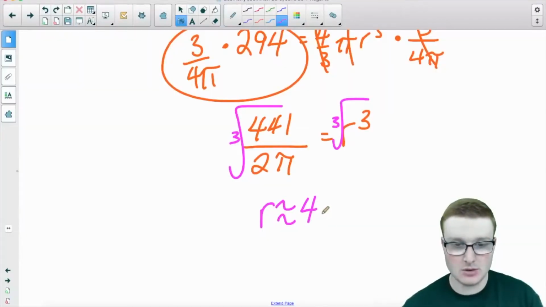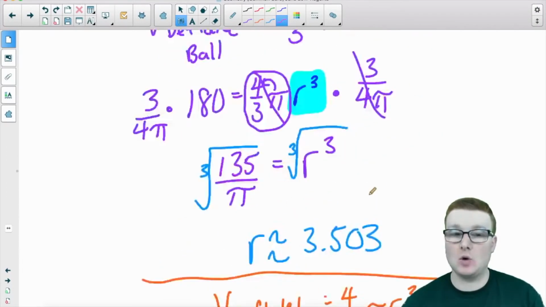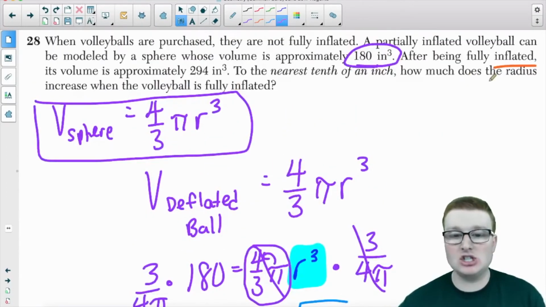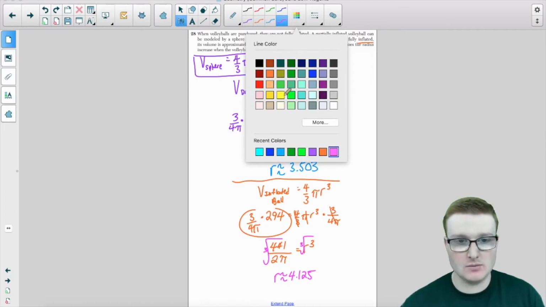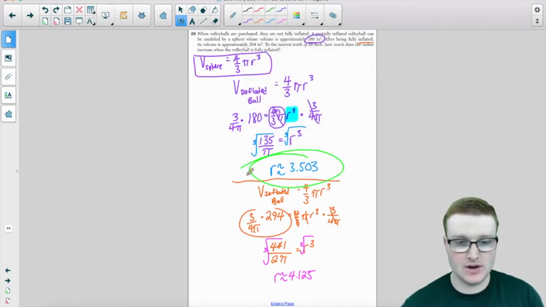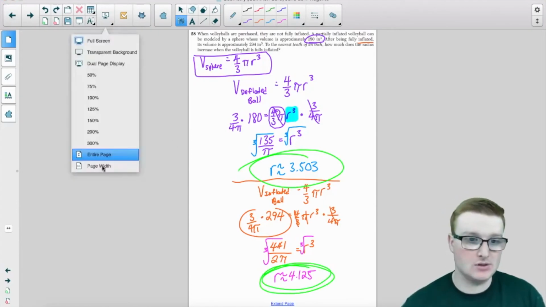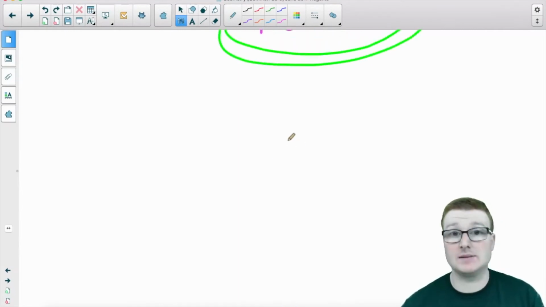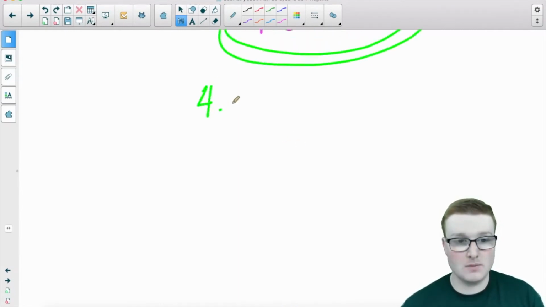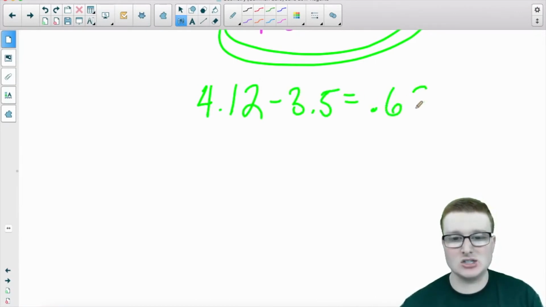4.125. Approximately 4.125. Now, the question is asking you, how much does the radius increase? So what you need to do is take this radius over here, that 3.503, and subtract it from that radius. So I'm going to take the big radius and subtract from the little one. So that's just going to be 4.12 minus 3.5. That gives you 0.622 when you plug that into your calculator.